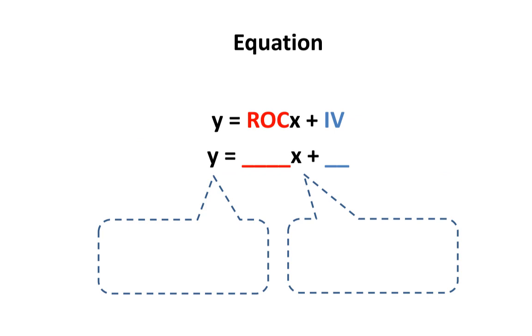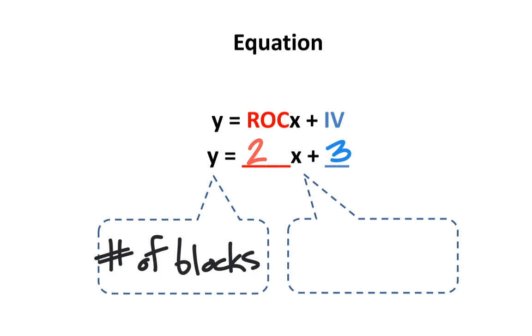Now that we have our initial value, we can represent this information with an equation. So the initial value we just determined was 3, and the rate of change we determined earlier, it was an increase of 2 blocks for every one figure, which is the same thing as just 2. Therefore, this situation can be represented with the equation y equals 2x plus 3, where y represents the number of blocks and x represents the figure number.